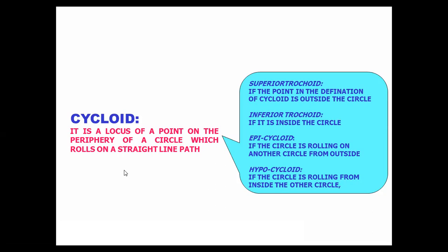Then what is an epicycloid? If a circle is rolling on another circle from outside, then it is an epicycloid. If the circle is rolling from inside of the other circle, then it is a hypocycloid. These things we'll see in detail when we practically perform. Right now, it's for definition purposes, that much is fine.